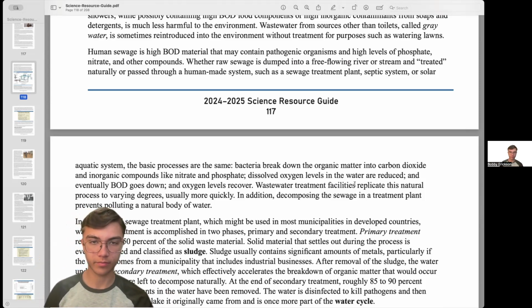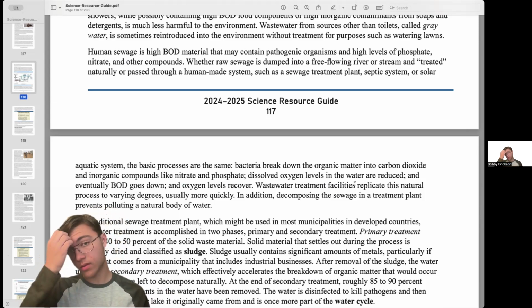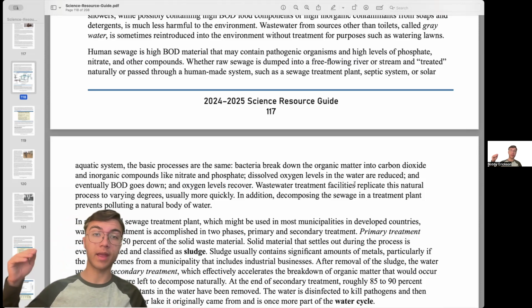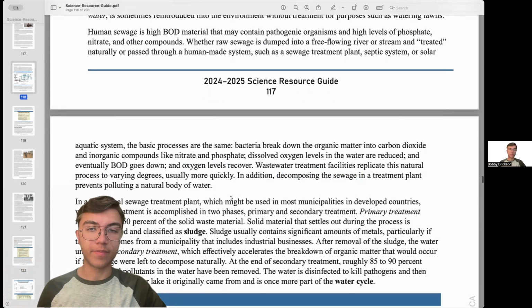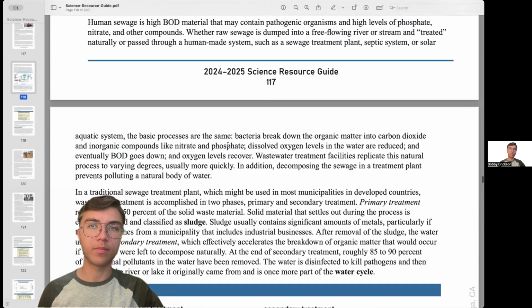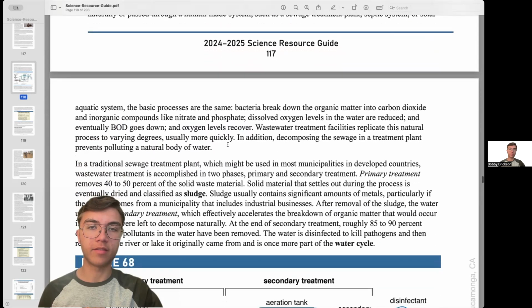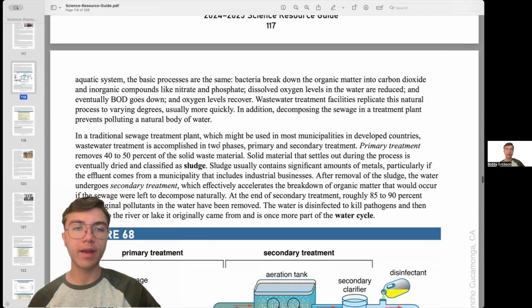And so then the oxygen levels are able to recover, and we use this in order to decompose the sewage itself and allow it to be treated from this BOD and oxygen demanding waste. And so usually we have different methods of treatment here.